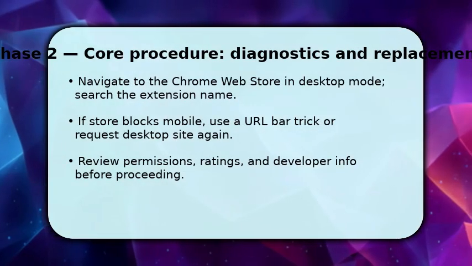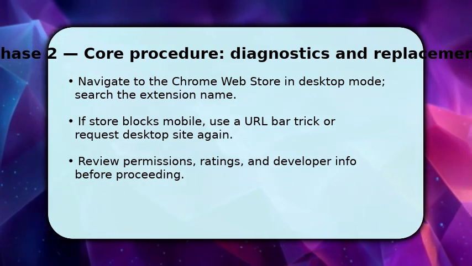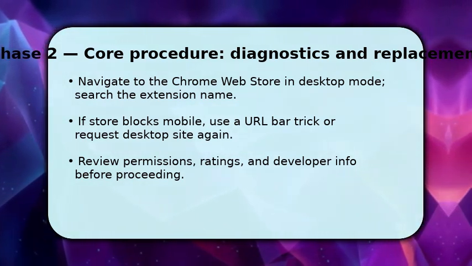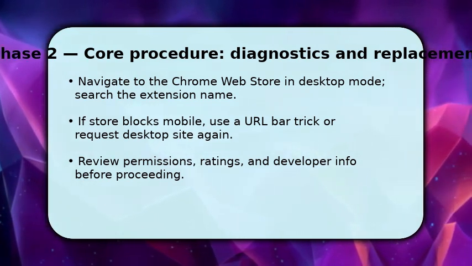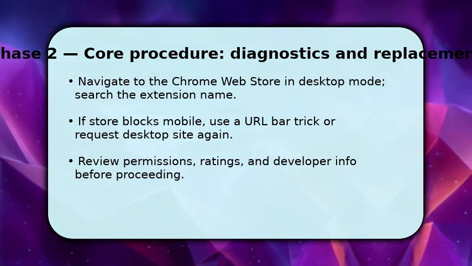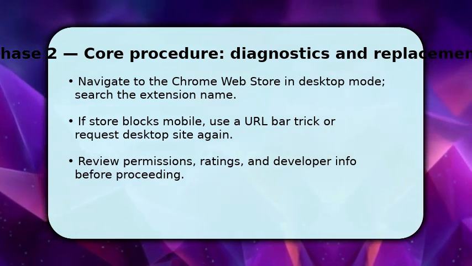You now locate the extension in the Chrome Web Store while still in desktop mode. Search by exact name to avoid clones. Once on the extension page, read permissions and reviews so you know what data it accesses and whether it's trustworthy. Make sure to tap Add to Chrome only when comfortable. Confirm any permission dialogues that appear.